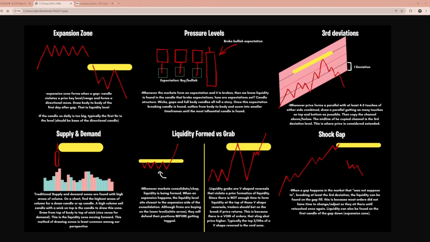Now, this next concept is one of my favorite zones, and this one is called liquidity formed versus grab. Yes, I know it's two, but they're so close together and so related that I thought I'd put them together. So what are they and why are they one of the most important zones on this entire list?